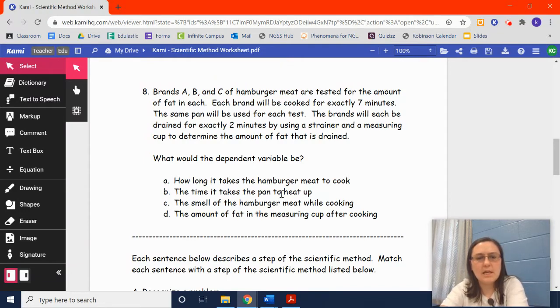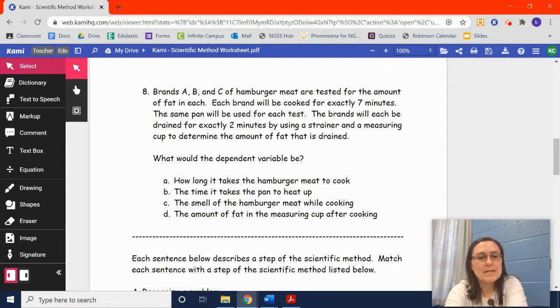A, how long it takes the hamburger meat to cook. No, it says we're going to cook it 7 minutes. If each brand is cooked for exactly 7 minutes, that makes the cook time a constant because it stays the same no matter what. B, the time it takes the pan to heat up. It's not even mentioned in there. That's not the right answer. C, the smell of the hamburger meat while cooking. Nope, doesn't mention that either, so that can't be right.